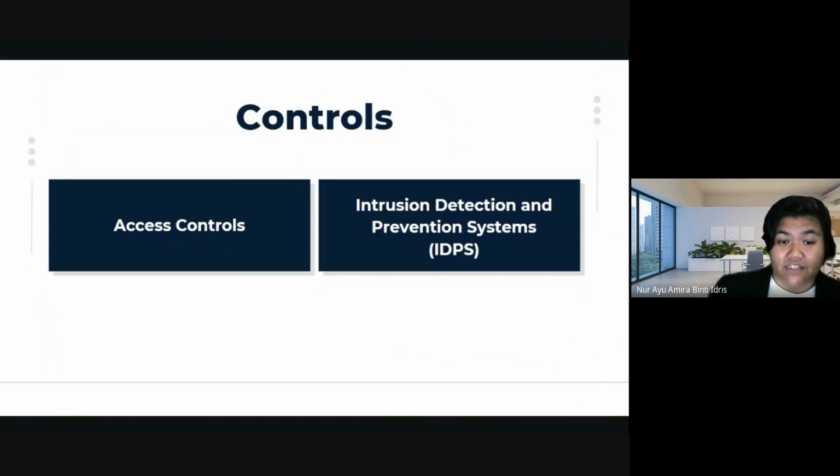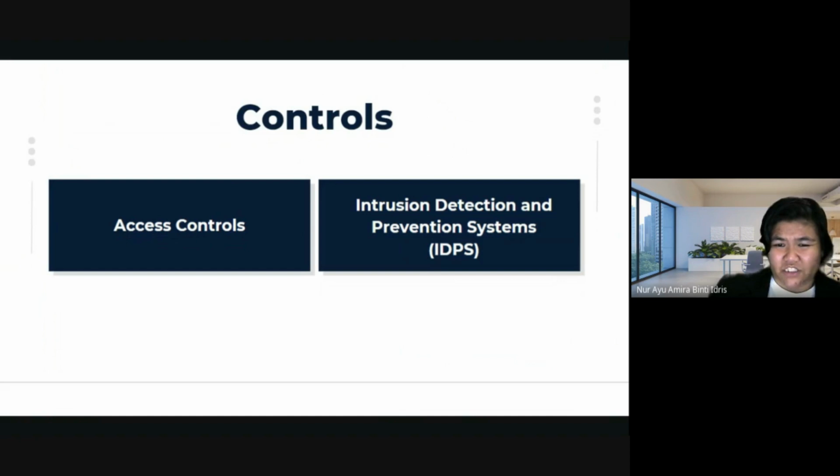So the next one is ABAC, which takes a more granular approach by considering attributes of users, resources, and also the environment. So it uses policies that define access rules based on attributes such as user roles, job titles, location, time of access, or other contextual factors. ABAC provides a flexible and dynamic access control mechanism, allowing for fine-grained access control based on specific conditions. So this access control mechanism helps prevent unauthorized access to the data storage system by ensuring that only authorized individuals have appropriate access privileges.